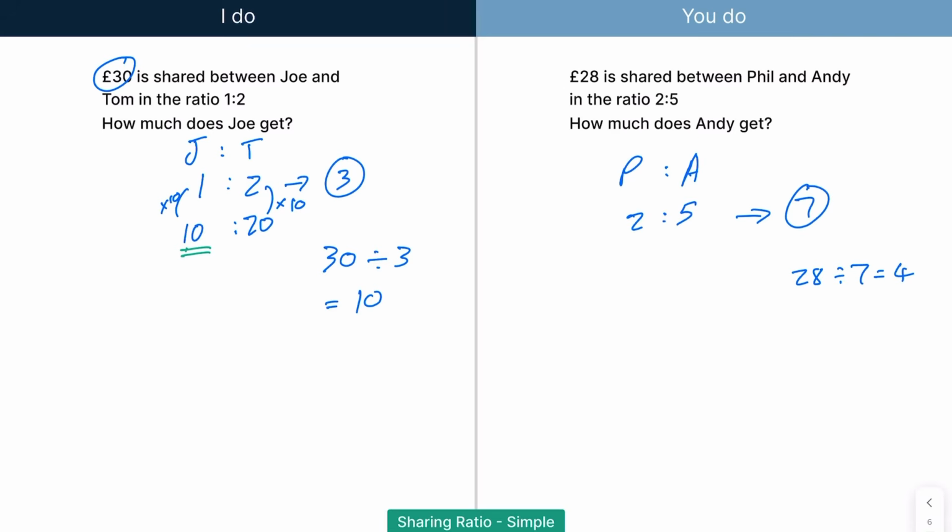So what is the question asking for? How much does Andy get? So we just multiply 5 parts by 4, and that gives us £20. And if you do 2 times 4 on this side, you'll get 8, which adds up to the total, which is 28. So the answer here is 20. So if I just write that down, the final answer is £20. That's how much Andy gets.